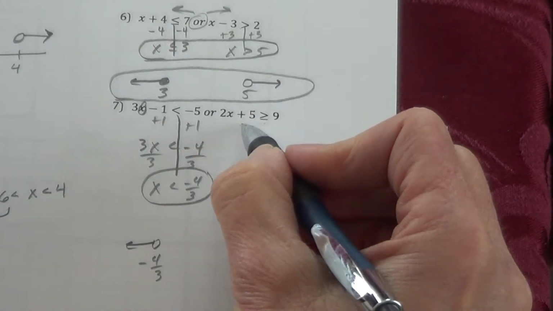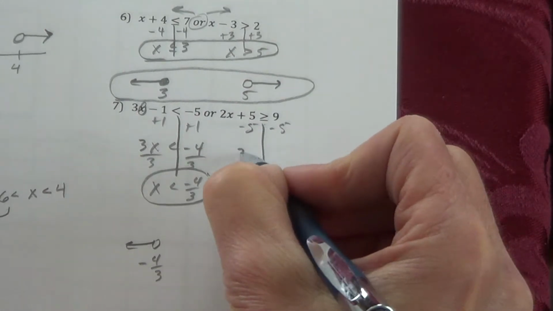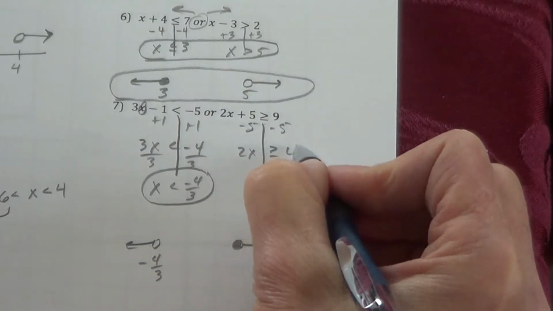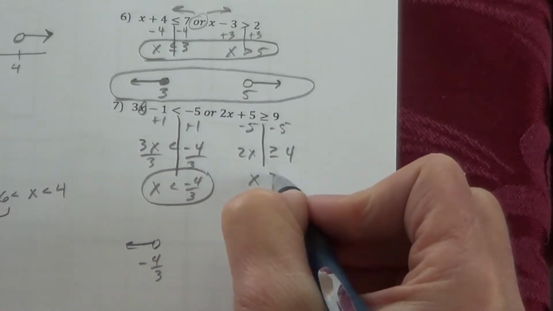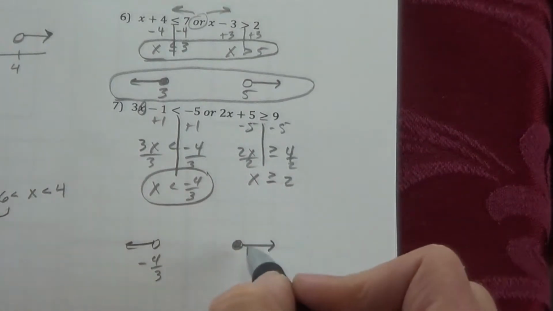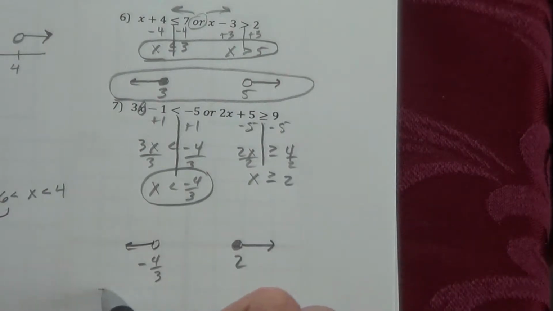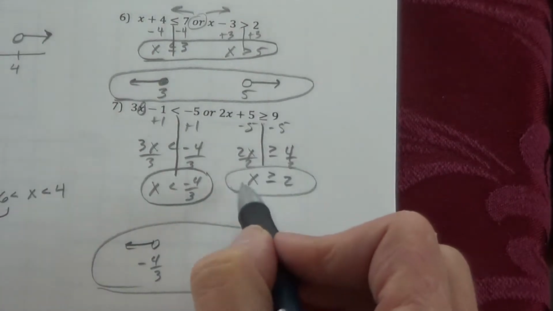Over here, we subtract 5 from each side. We get 2x is greater than or equal to 4. X is greater than or equal to 2 because we divide by 2 on each side. So that's our answer, and these are our answer.